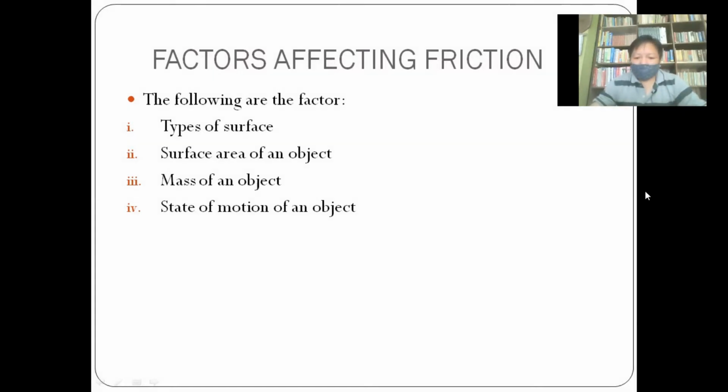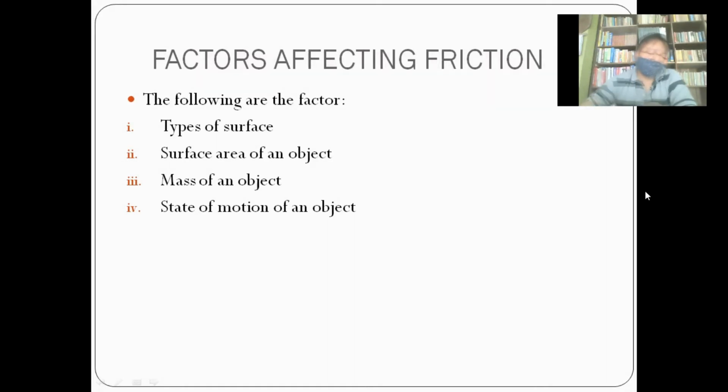So today we are going to learn about factors affecting friction. In general, it is affected by the following. Number one, types of surface. If the surfaces in contact are very smooth, there will be little friction. For example, a marble rolling on a glass surface will move much faster than on a wooden or concrete surface.